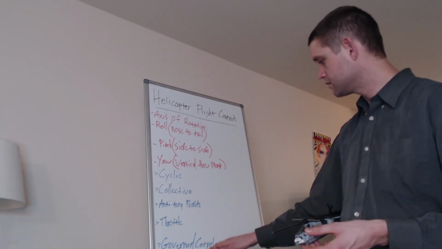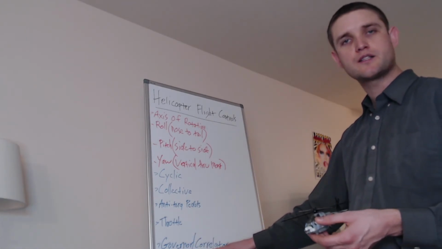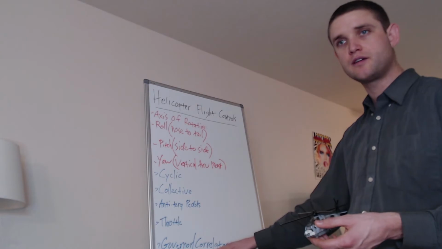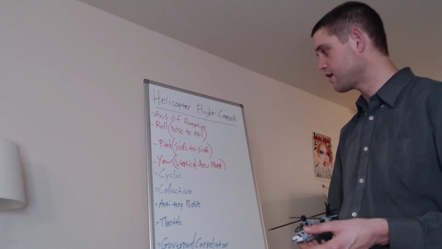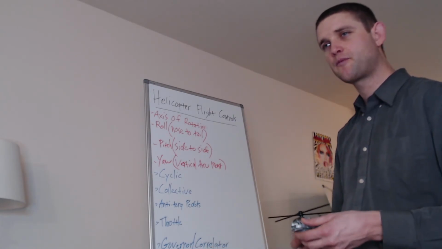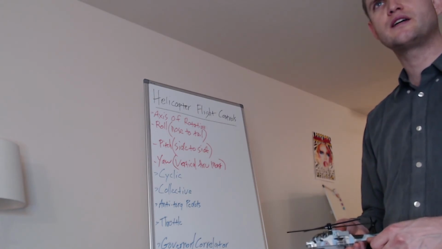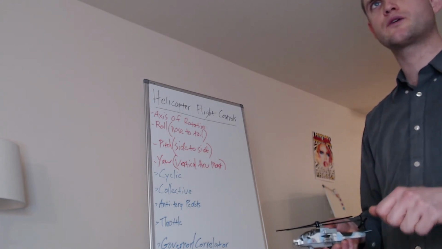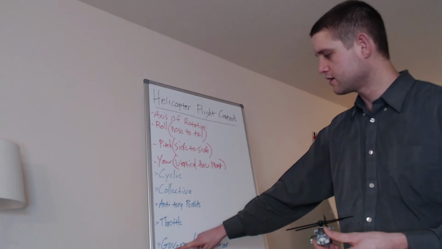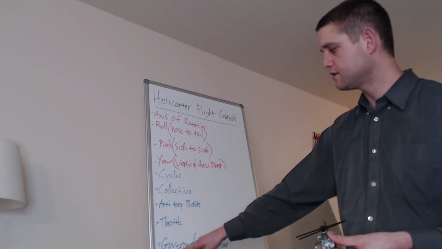The other aspect of the governor is the correlator, which is a mechanical connection between the throttle on the engine and the collective position. So it'll get the throttle more or less in the correct position, and then the governor, which is the little servo motor attached to the throttle grip, will do the fine tuning for you.